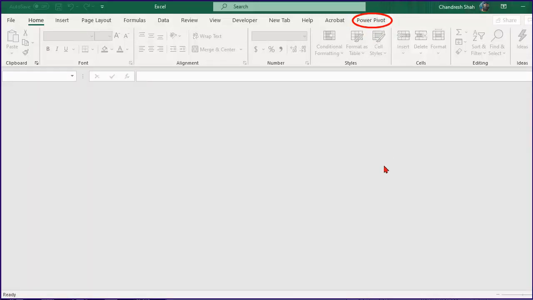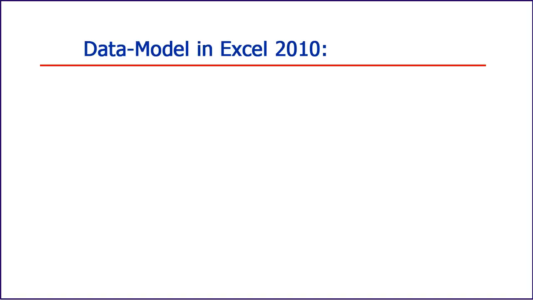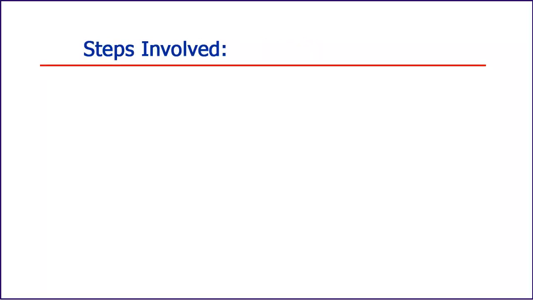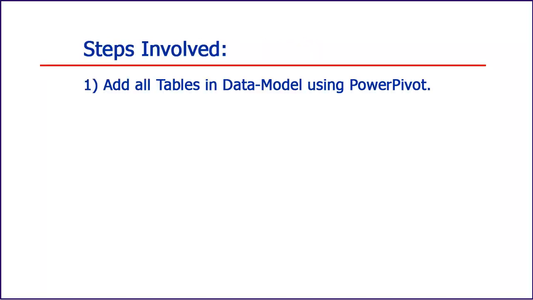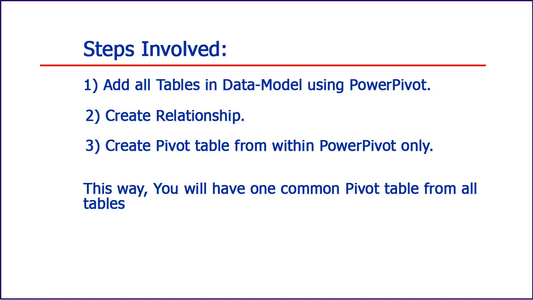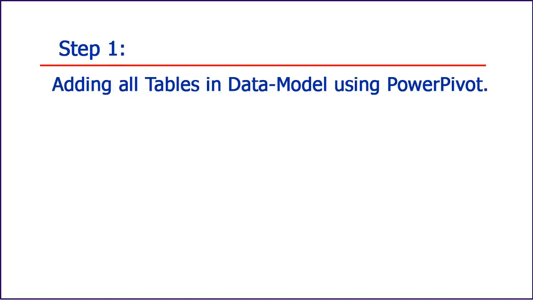Now, we will add all three data tables into data model using PowerPivot. In Excel 2010, we need to perform three steps to have multiple tables in data model to create relationship between different tables and to use them in pivot table. Step 1. Add all tables in data model using PowerPivot. Step 2. Create relationship. Step 3. Create pivot table from within PowerPivot only. Let us add all tables in data model.